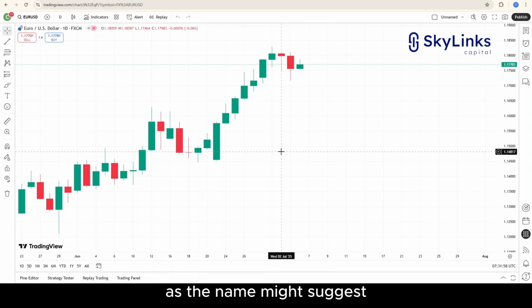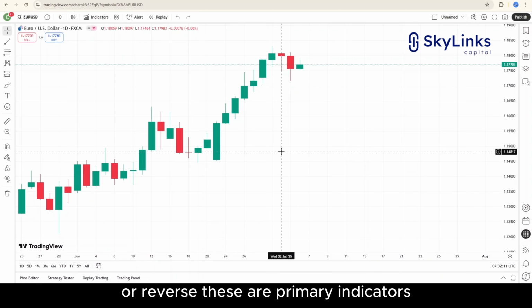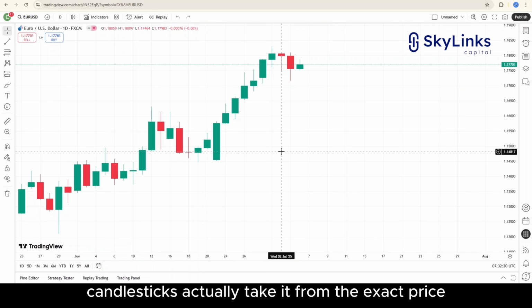As the name might suggest, reversal candlestick patterns are price indicators that show us when a market may change direction or reverse. These are primary indicators because they're based on the price. Unlike other indicators like RSI and MACD, which are derivatives of the price, candlesticks actually take it from the exact price. This means it can be one of your leading indicators to take a trade or use as a trade setup.